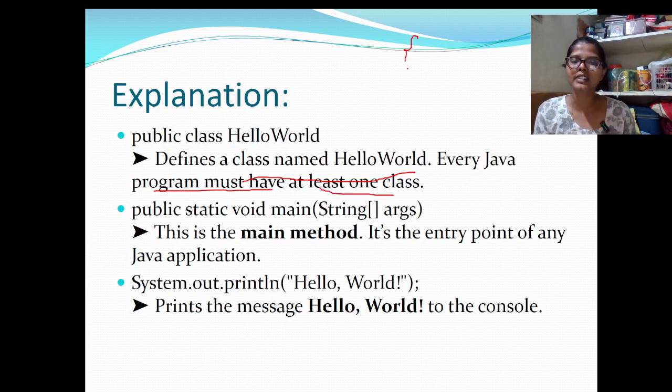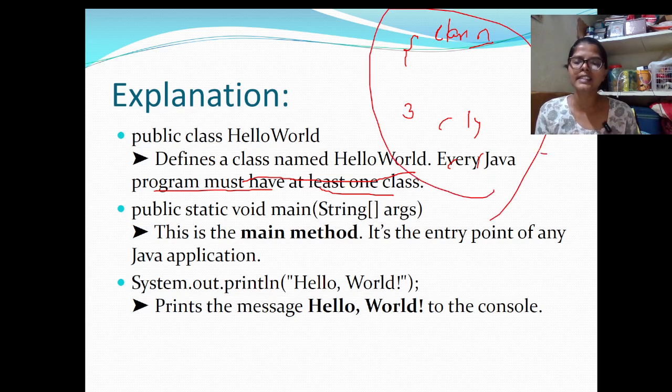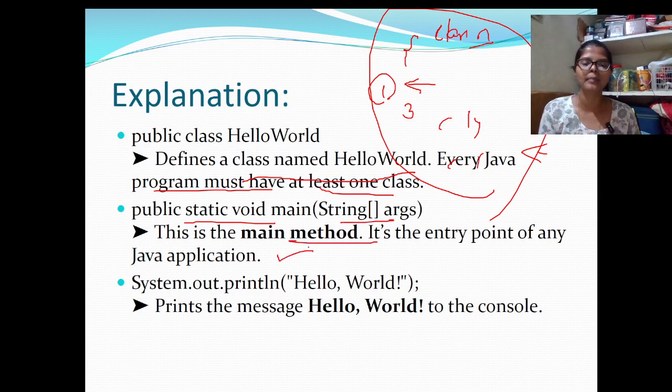Writing a Java program means you have to write at least one class. Class A, class B, class C, n number of classes you can create in a single Java program, but at least one class must have a program. Next, public static void main(String[] args). This is the main method, the entry point of a Java program, where execution starts. I already discussed this.